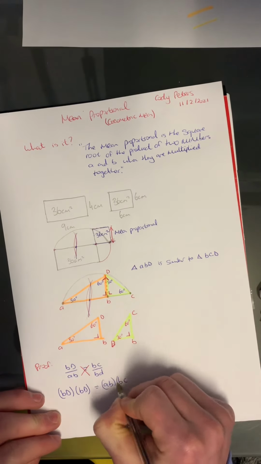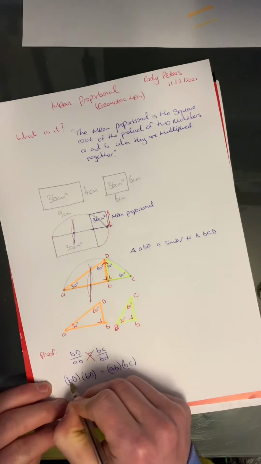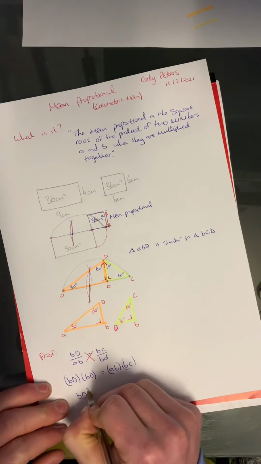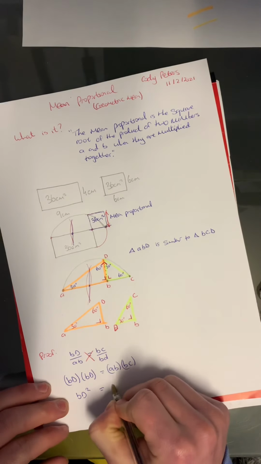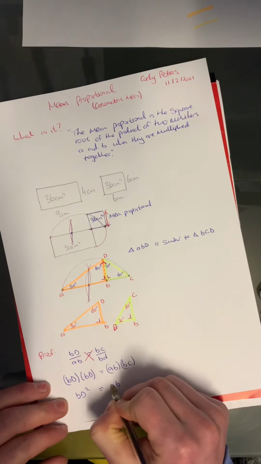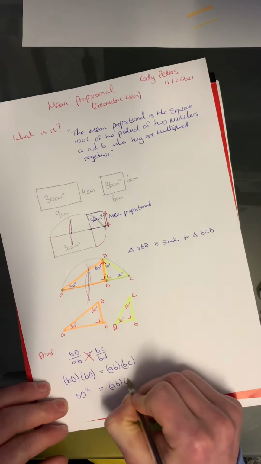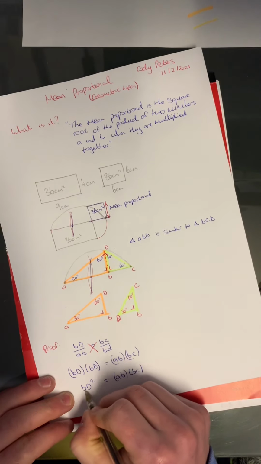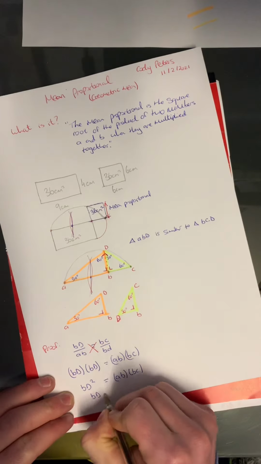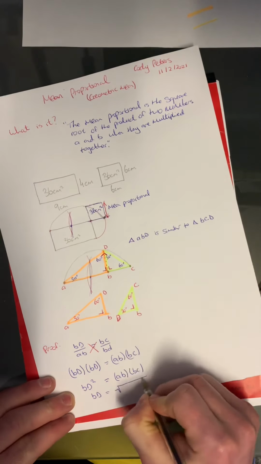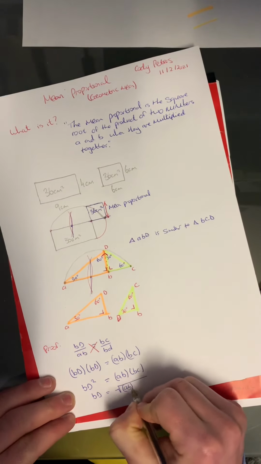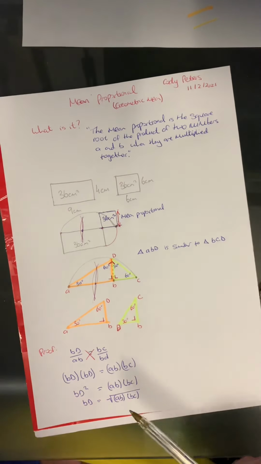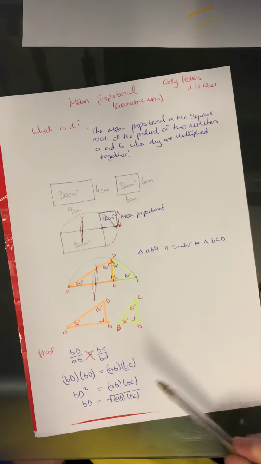by BC. So BD multiplied by BD gives you BD squared is equal to AB by BC. So now I want to get this on its own. So BD is equal to the square root of AB by BC. So there we have just proved mean proportional.